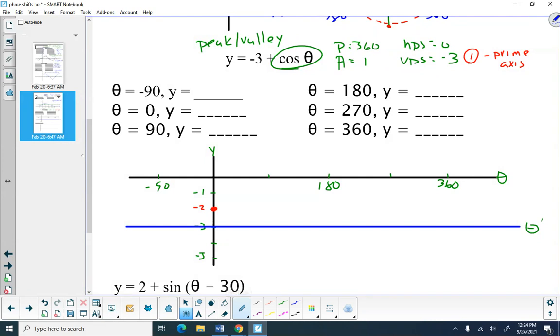The second thing we take a look at is the period. This tells us that number of degrees away from 0 will be at the exact same spot again. So at 0, we're at -2. So if we go out to 360, we have to be at -2 again.